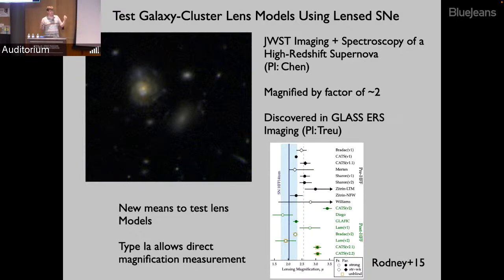And galaxy cluster models are, of course, important because they're one of our best tools for studying, say, faint galaxies at high redshift, and so they need to be vetted. And so this is a type 1a supernova at about redshift 2 to 3 here, that's this little red dot here that we're using to test lens models.